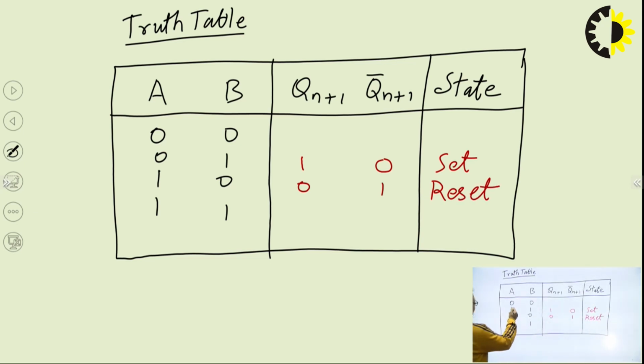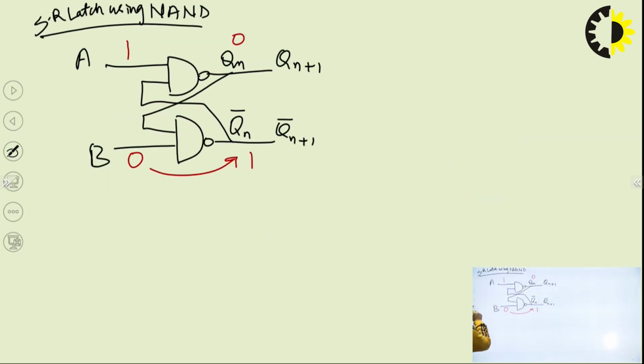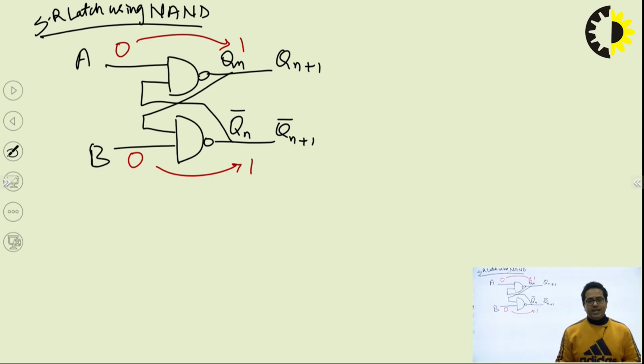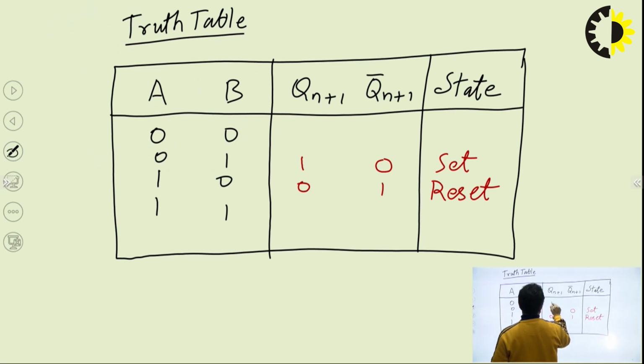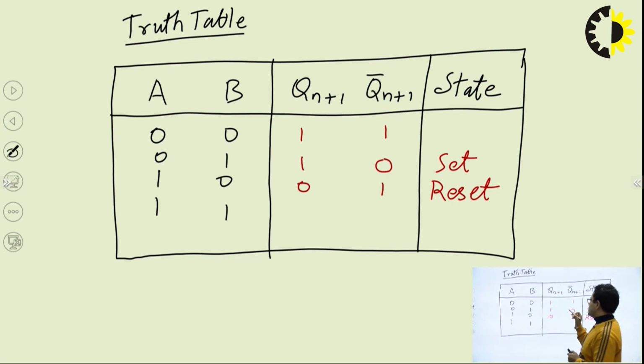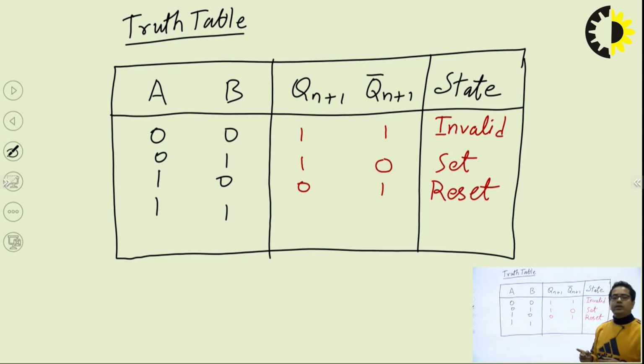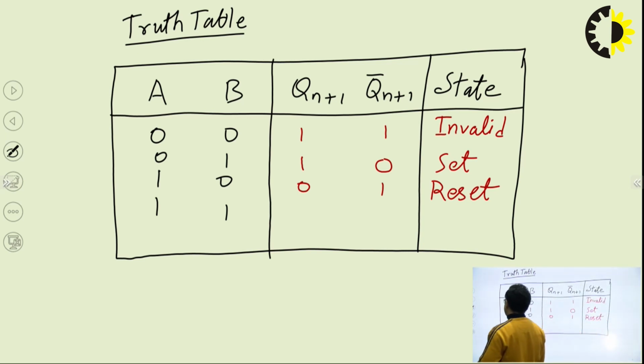Fine. Now the other combination that is left is 0, 0. So let us try to visualize that combination also. So 0, 1, 0, 1. So we are getting Qn plus 1 and Qn plus 1 complement, both values the same, that means 1. So that is 1 and 1 for giving 0, 0. So this state is called an invalid state, because both normal and complemented form have the same value, which is totally not possible.